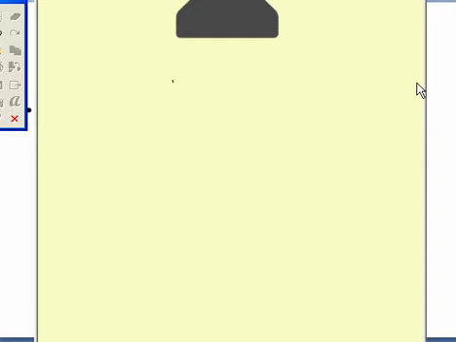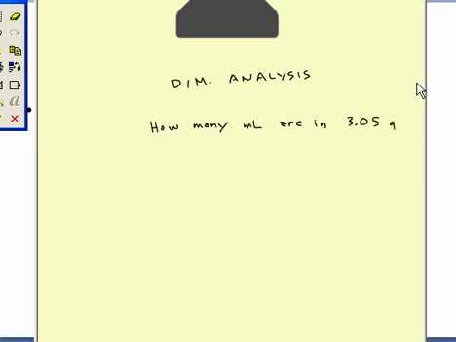Alright, so let's look at some dimensional analysis practice. Let's look at how many milliliters are in 3.05 quarts. The first thing we need to do is write down our given and wanted. The given is 3.05 quarts and the wanted is milliliters.